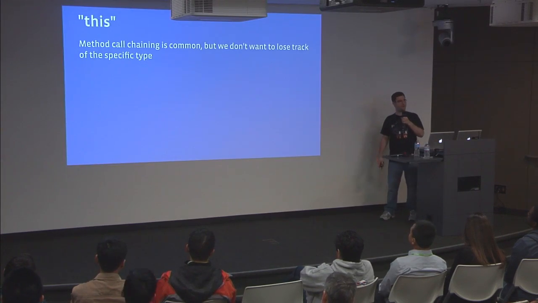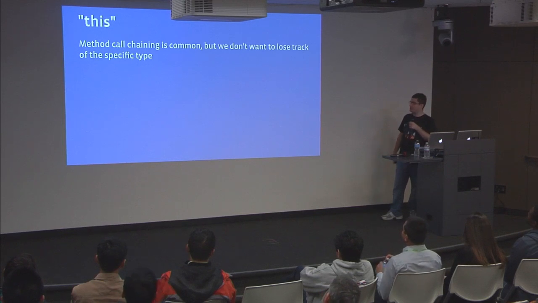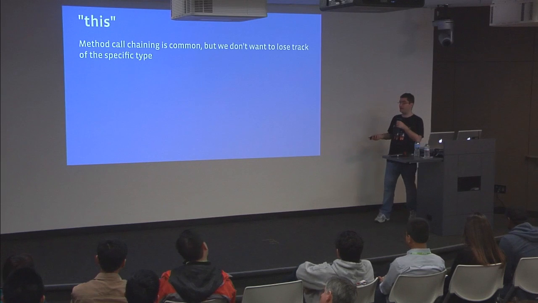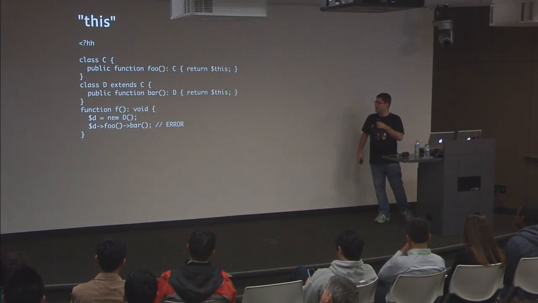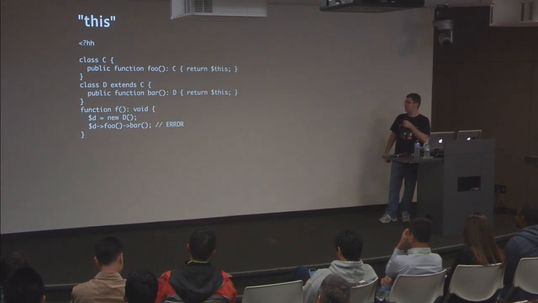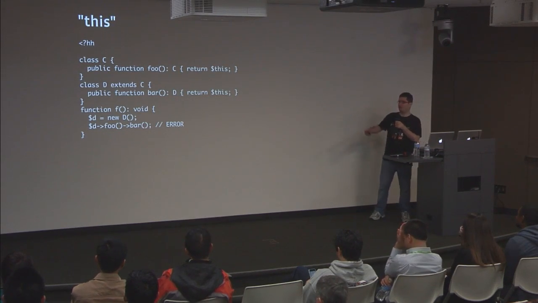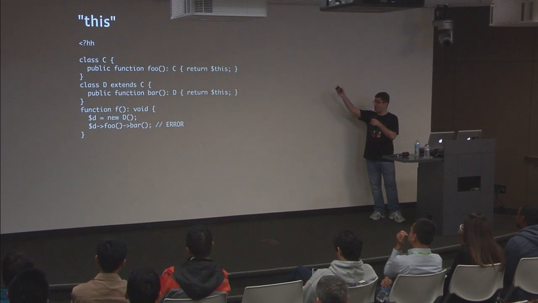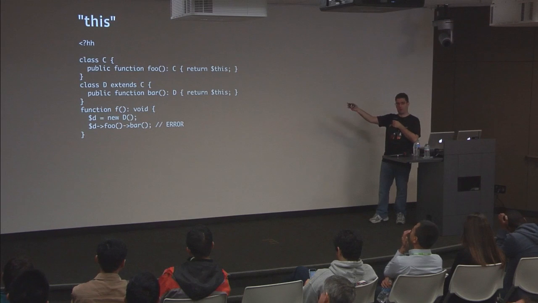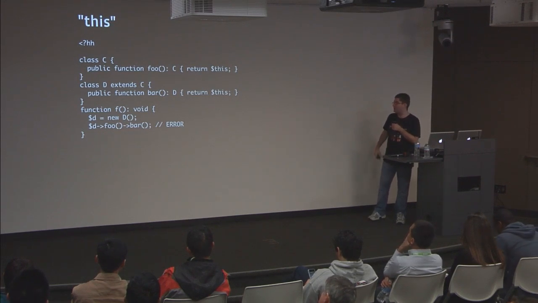The next type I want to talk about is a type we call this, which is how we deal with method call chaining. Again, another common idiom in PHP and in Hack. So here's the crux of the problem. I have 2 classes, C and D. C implements the function foo. It's going to presumably do some mutation and return $this. D is going to be a subclass of that, have the function bar, presumably do some computation, and return $this.